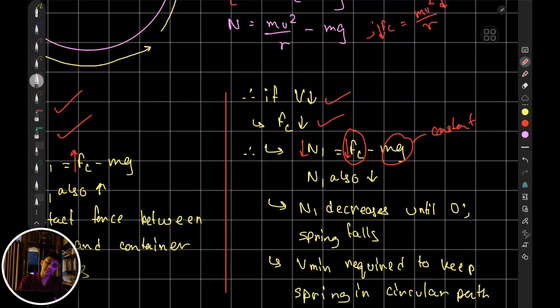Now, the question is, how far along or how much will the reaction force or the contact force decrease?